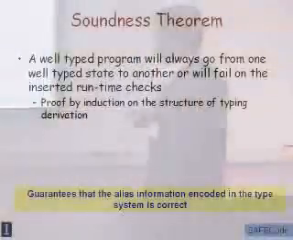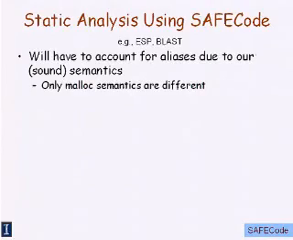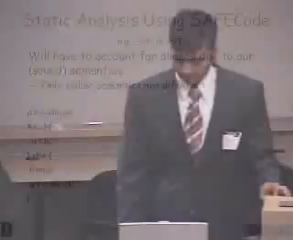So, well, the soundness theorem that we prove is that a well-typed program will always go from one well-typed state to another, or will fail on one of the inserted runtime checks. Essentially, the proof is by induction on the structure of the typing derivation. And this guarantees that the alias information that you have encoded in the type system is never invalidated because of any error that you have in your program. Okay? And I've already talked about this slide, so I'm going to skip it.